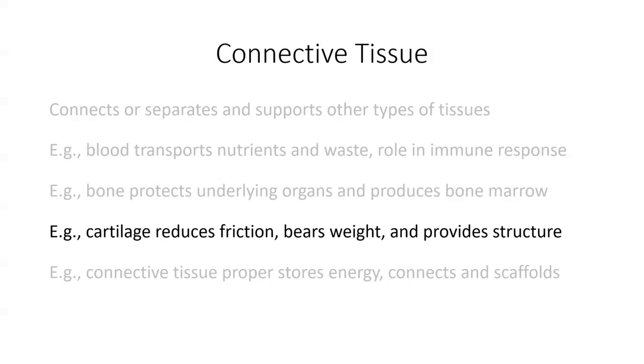Cartilage is a form of connective tissue which has many subtypes. We have hyaline cartilage, which covers the ends of the bones to reduce friction. Fibrocartilage, which is more dense and it makes up the intervertebral discs between the vertebra in our spine. And elastic cartilage, which forms the structure of the external part of our ears.